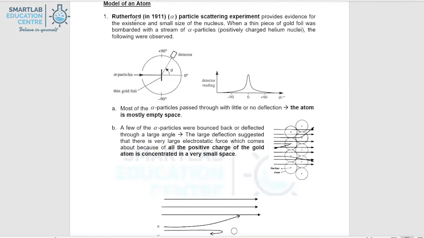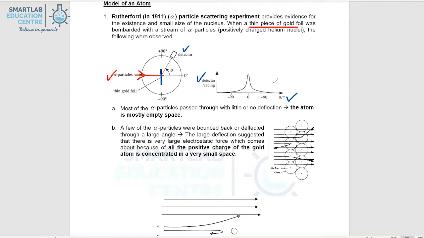The model of an atom. In 1911, Rutherford beams alpha particles through a thin piece of gold foil. What you can see is that he beams alpha particles through a thin gold foil, and when he moves the detector around, he could plot the detector reading versus the angle, and this is the graph that he obtains. In the graph, he concluded that the main bulk of the alpha particles passes through undeviated.